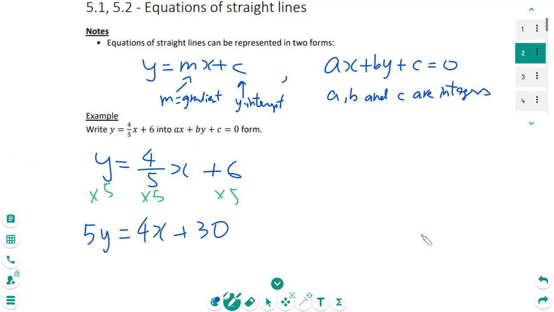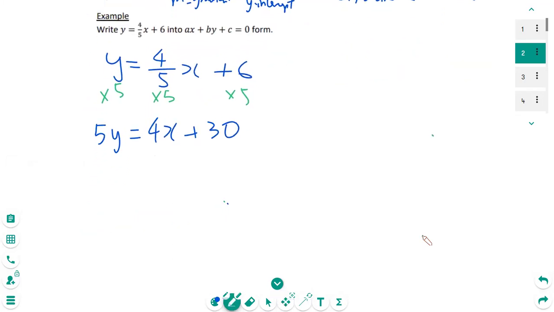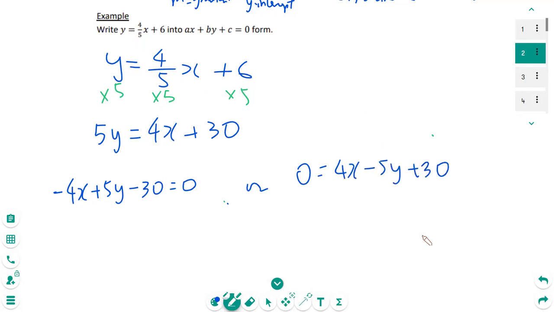Make one side equal 0. Now you can either bring everything to the left-hand side or to the right-hand side. If we bring everything to the left-hand side, you've got negative 4x plus 5y minus 30 equals 0. Or you can bring it to the right-hand side: 0 equals 4x minus 5y plus 30. So what's the difference? Which one is correct? Both of them are correct.